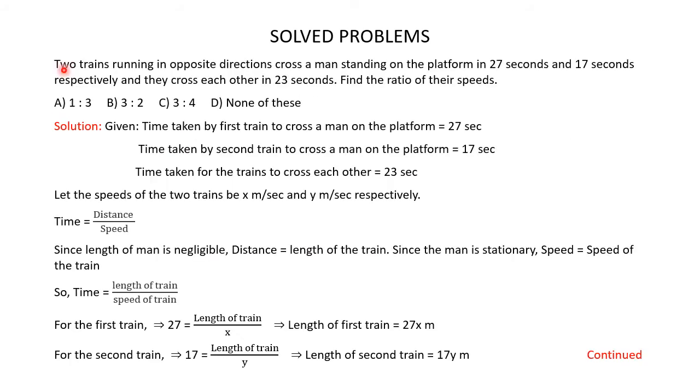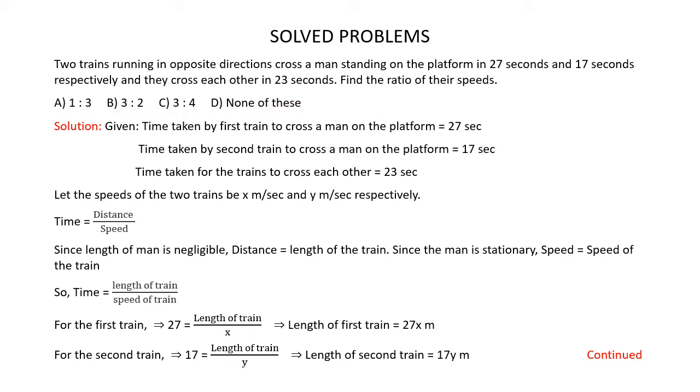Two trains running in opposite directions cross a man standing on the platform in 27 seconds and 17 seconds respectively, and they cross each other in 23 seconds. Find the ratio of their speeds. Here you are given four options and you have to find out which of these options is the correct one.